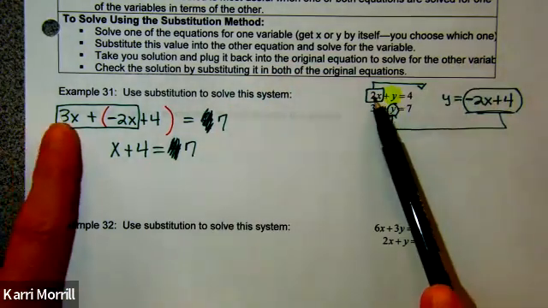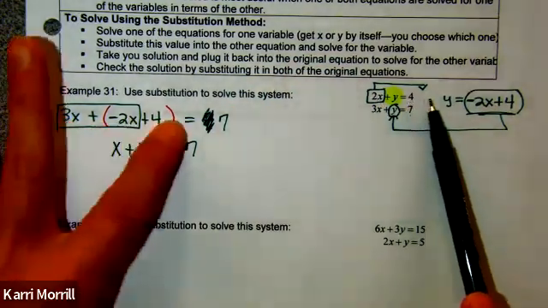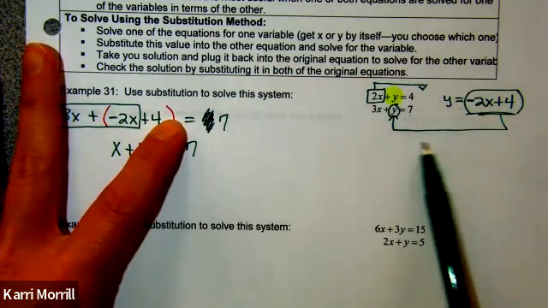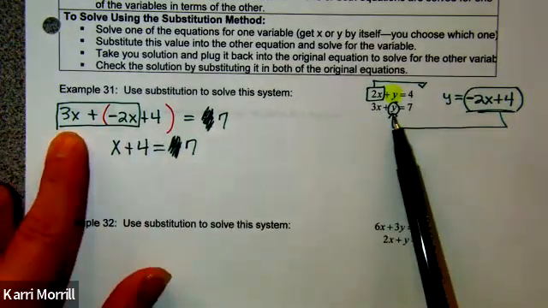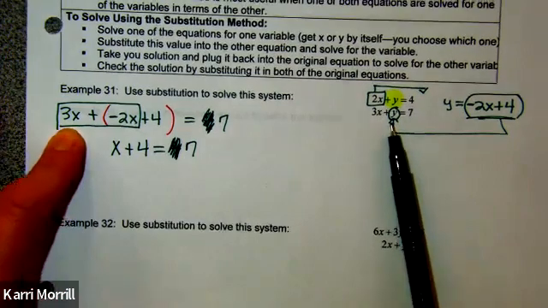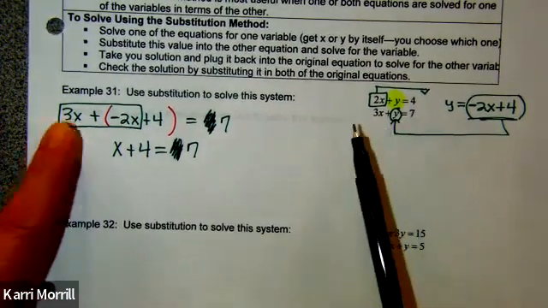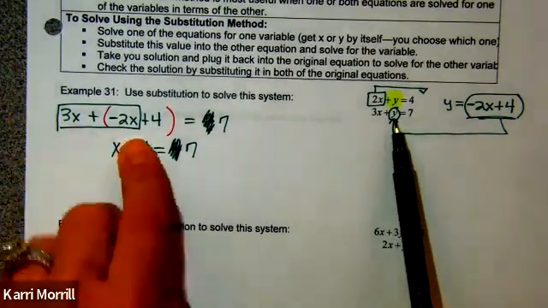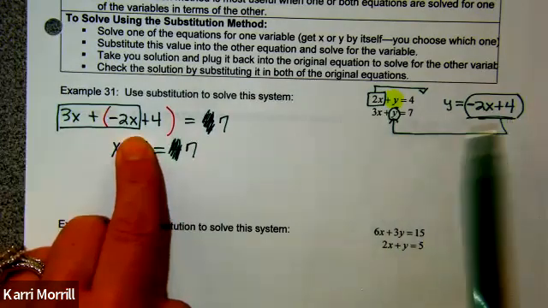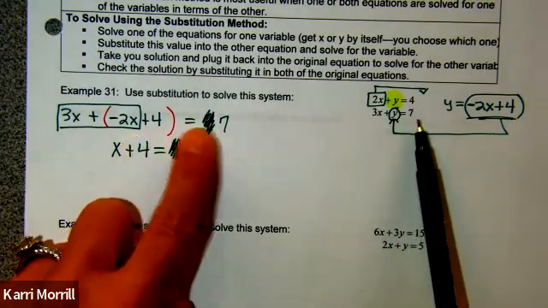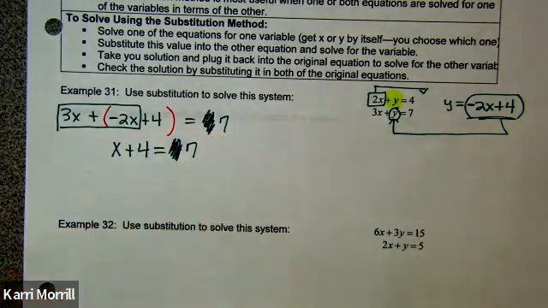Okay, so we took this equation here, y, but we're plugging it into this equation's y, and I started off right, then I went wrong. So 3x, and we plugged in our negative 2x plus 4 for the y, and then we have equals 7. Now we're on track.